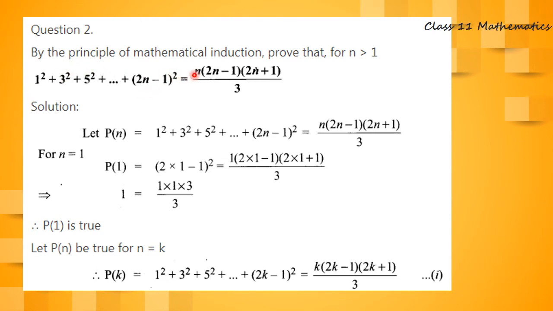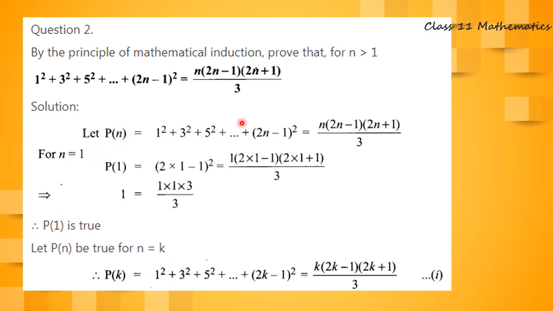We want to show the answer n into 2n minus 1, 2n plus 1 by 3. So now assume that this is my P of n statement. P of n denotes this particular statement. Now you want to show the answer for n equal to 1, n equal to k, n equal to k plus 1. Let us prove, put n equal to 1.